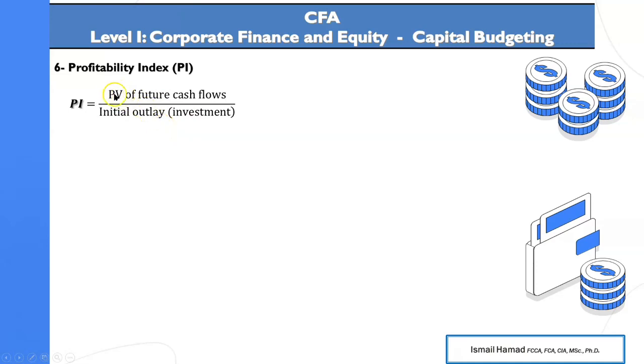But if the present value of the future cash flows is only 8, that means 8 divided by the initial outlay 10 will give a value of less than 1. So the project is not feasible.